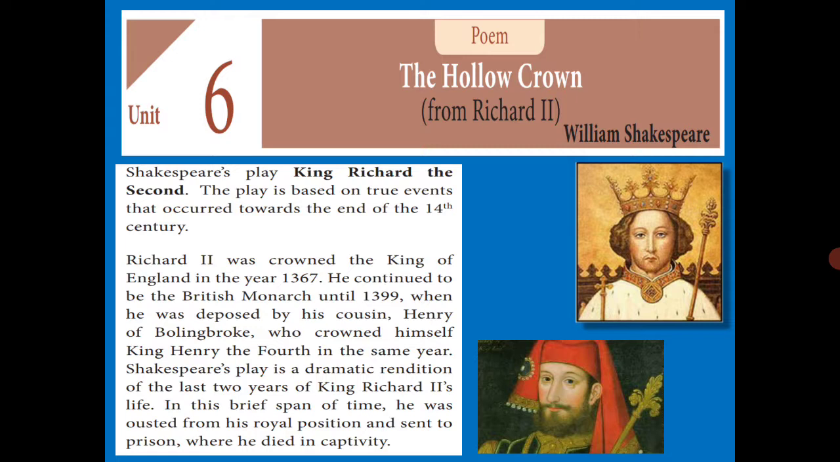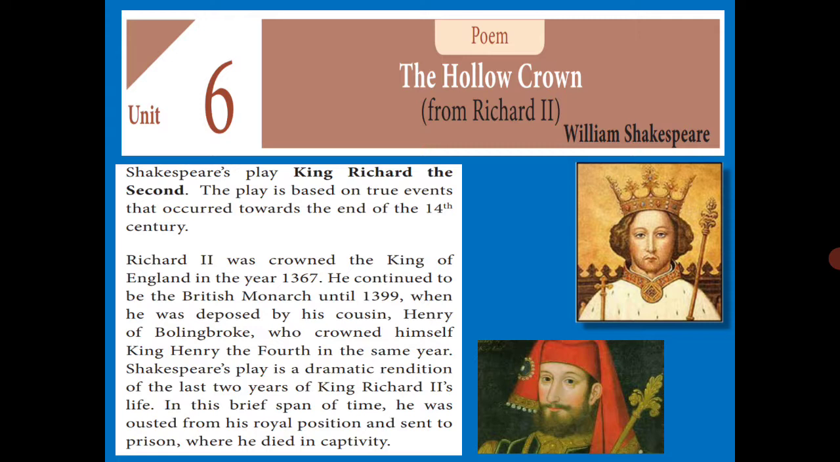Richard II was crowned the King of England in the year 1367. He continued to be the British monarch until 1399, when he was deposed by his cousin Henry of Bolingbroke, who crowned himself King Henry IV in the same year. So King Richard II ruled England for almost 32 years, and at the end of his 32nd year, he was dethroned by his own cousin, Henry of Bolingbroke, who crowned himself King Henry IV in the same year.